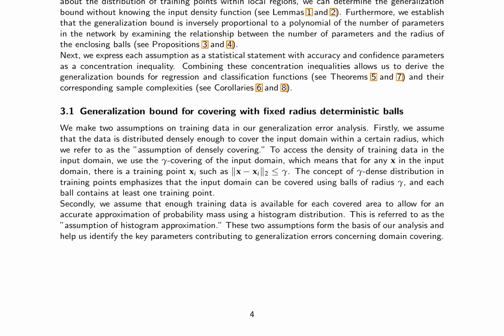The authors' approach emphasizes the importance of considering the local geometric structure of the input domain and the role of covering numbers in determining the generalization bound. They demonstrate that by making specific assumptions about the distribution of training points within local regions, they can determine the generalization bound without knowing the input density function. Overall, the paper provides a significant contribution to the understanding of generalization bounds for deep neural networks and has important implications for the design of neural network architectures and training algorithms.